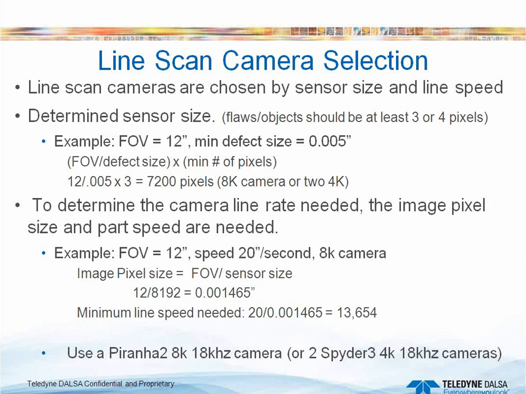So again, 12 inches over 8192, which is the equivalent pixels of an 8K camera. And the minimum line speed, we'll take the 20 inches per second, which is basically 13,654 hertz. So if we use that parameter, 8K, 18 kilohertz, that will cover our sensitivity. Or we can use two Spyder3 4Ks at 18 kilohertz. Again, we split the image and we do some overlap.